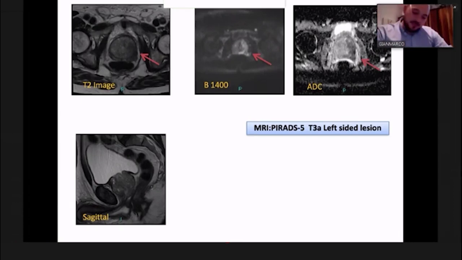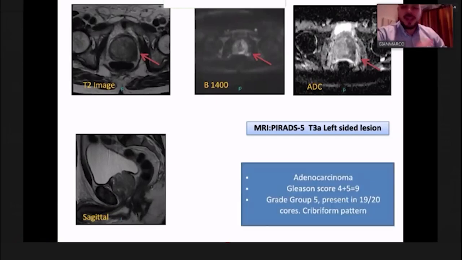I come from Italy. We are still a transrectal country, but I definitely prefer transperineal. I think it's much cleaner and more precise. Regardless of where you do it, with any kind of fusion, even cognitive fusion, transperineal is the way. This is my preference at the moment.